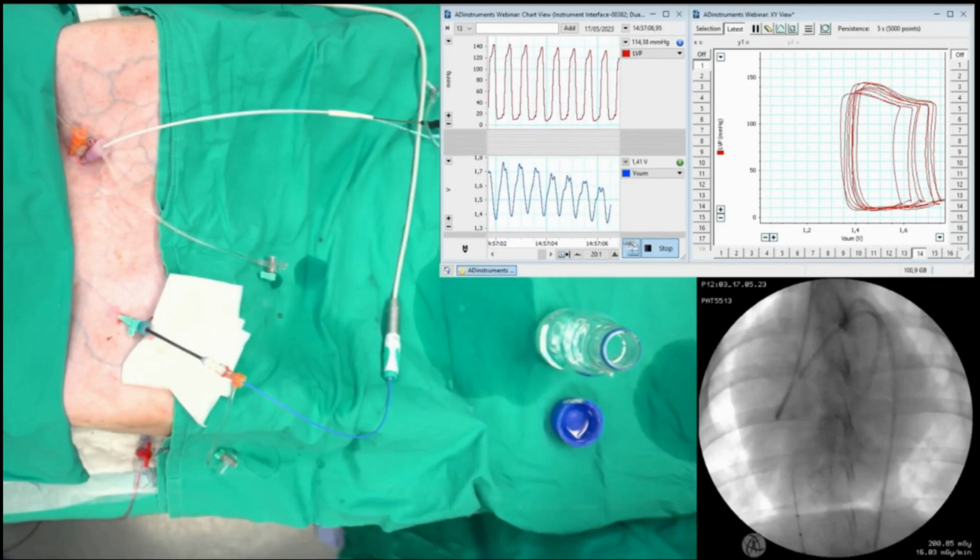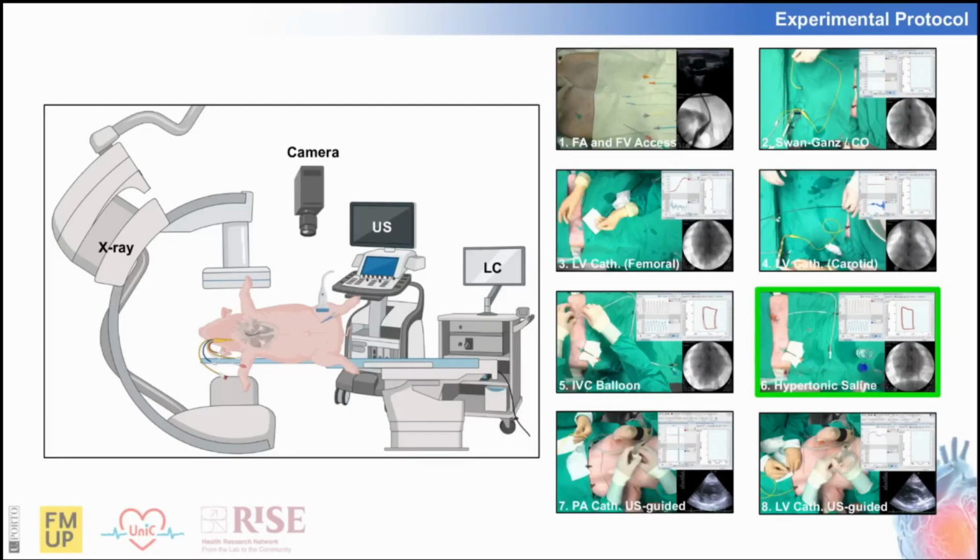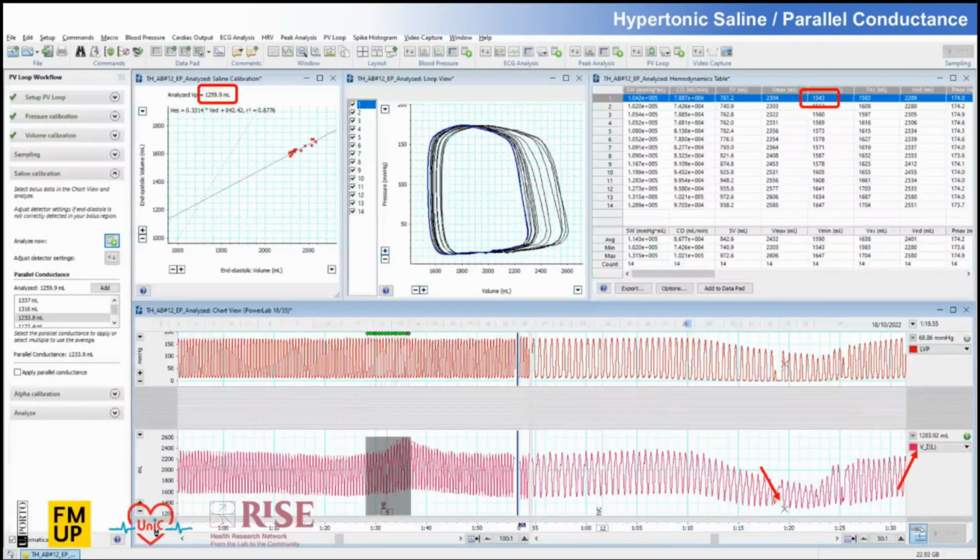So in terms of parallel conductance, the best piece of advice I can give to anyone doing this is always check your hypertonic saline. If you mess up your IVC occlusion, you can still get baseline parameters, but if you mess up your hypertonic saline, the only data you will be able to analyze is pressures. So one good method to make sure everything is okay is to always check your parallel conductance after you injected it.